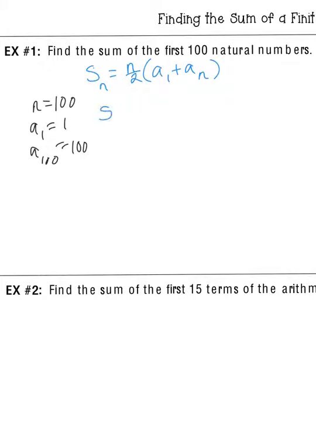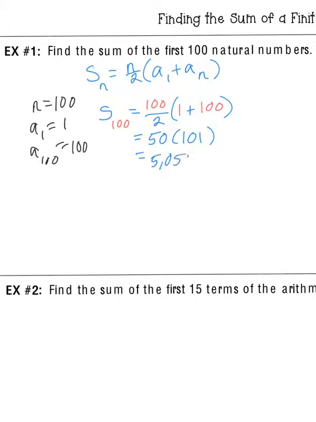So S sub 100 is equal to 100 divided by 2 times 1 plus 100. So this is going to equal 50 times 101, which is equal to 5,050.